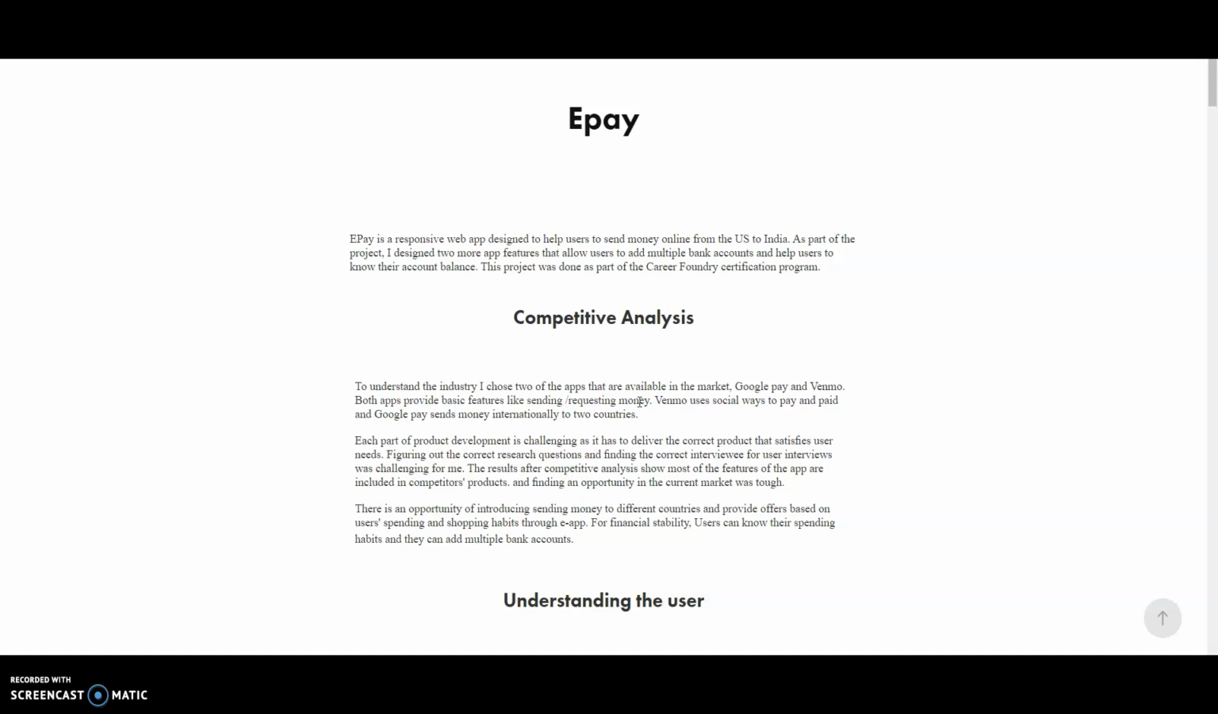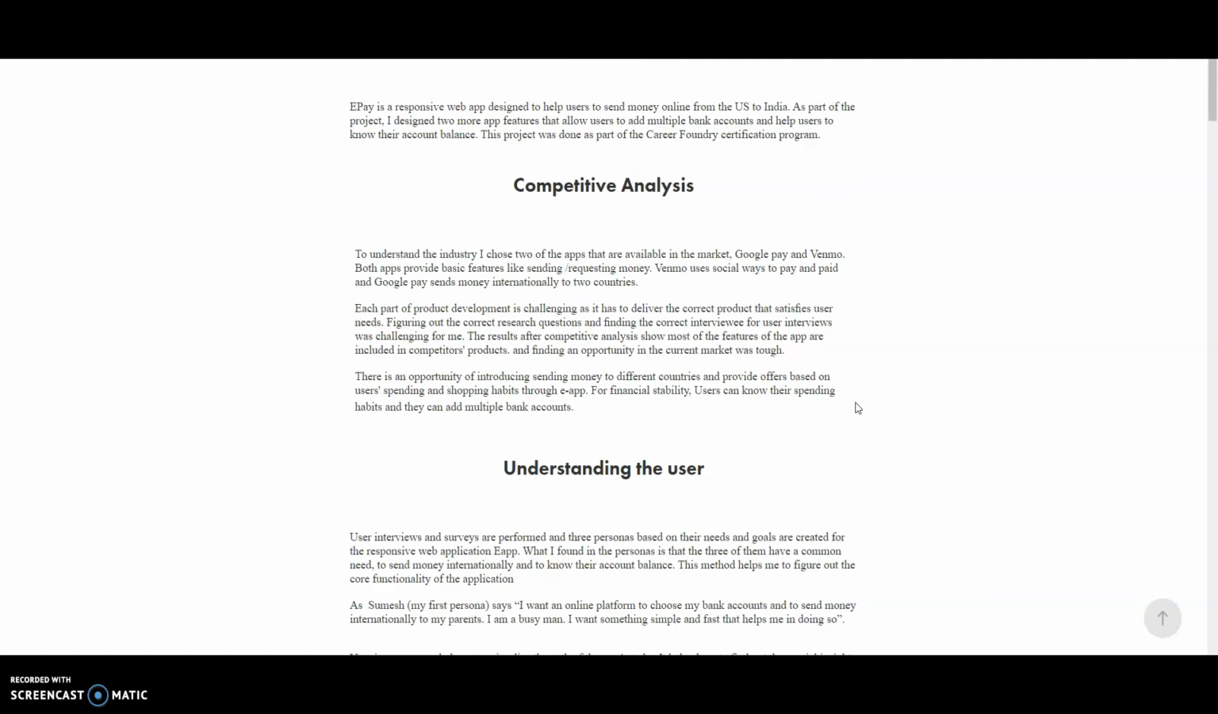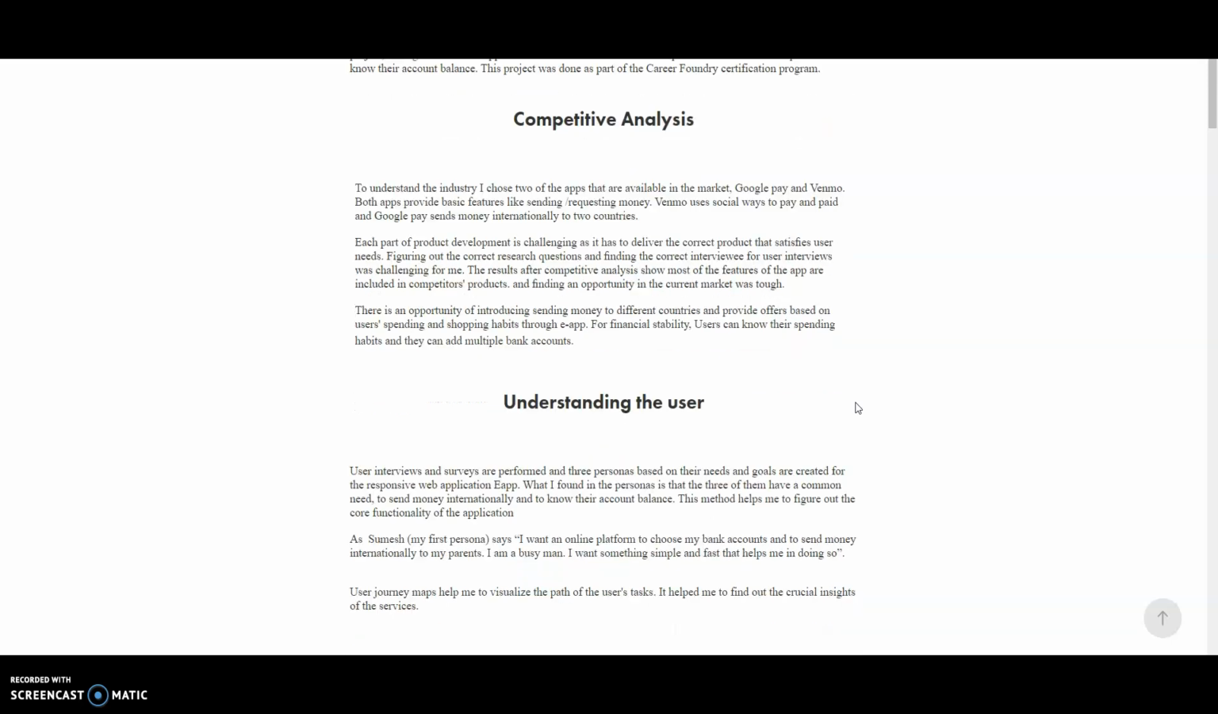The first process was competitive analysis. For the competitive analysis, I took two apps that are available in the market, Google Pay and Venmo. Both apps provide basic features like sending and requesting money, and Venmo uses social ways to pay. And Google Pay sends money internationally to two countries.